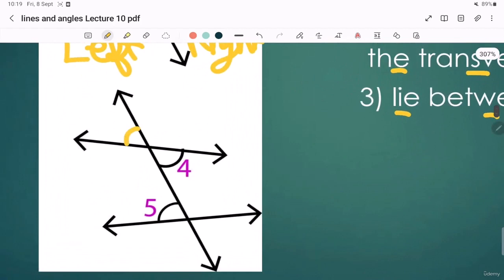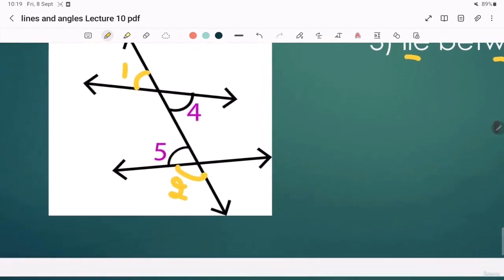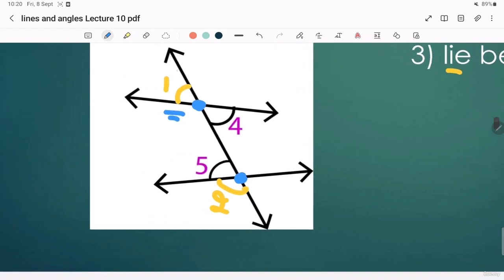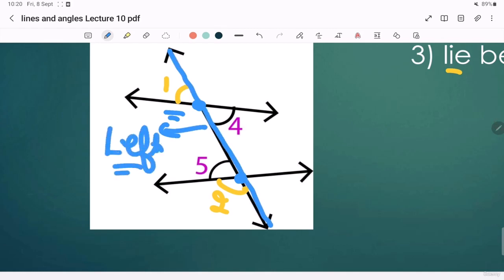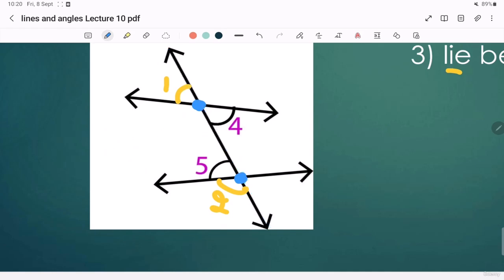Let's say this is angle 1 and this is angle 2. Now check whether these two angles are alternate interior angles or not. This is angle 1, its vertex is this. This is angle 2, its vertex is this. Both of these angles have different vertices, but as you can see, angle 1 and angle 2 lie on the same side of the transversal. Both lie on the left side of the transversal. Second condition is not fulfilled. Therefore, these two angles are not alternate interior angles.